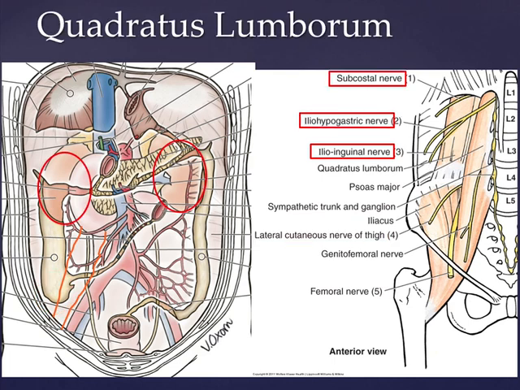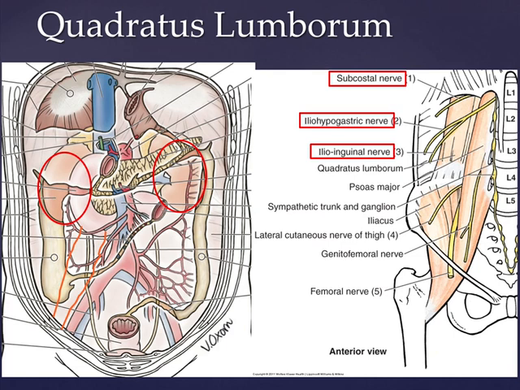And then finally the quadratus lumborum, important relationship. It's in the posterior wall, and the kidneys, both sides, are sitting right over top of the quadratus lumborum muscle. And then there are three nerves, the subcostal nerve, iliohypogastric, and the ilioinguinal nerves are all running across the quadratus lumborum as they head toward their final destination.